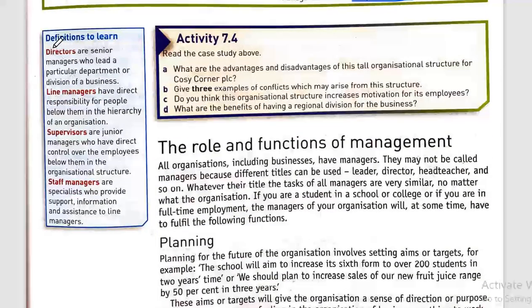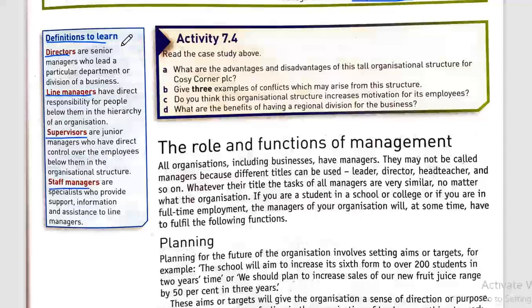So here we have the definitions of what we just said: the directors, the line managers, the supervisors, and the staff managers. The directors are senior managers who lead a particular department or division of the business. A line manager has direct responsibility for people below them in the hierarchy. Supervisors are junior managers who have direct control over the employees below them in the organizational structure. Staff managers are specialists who provide support, information, and assistance to line managers. So we have director, then line manager, then supervisor, and the staff manager gives assistance to the line manager over here. Look over here.